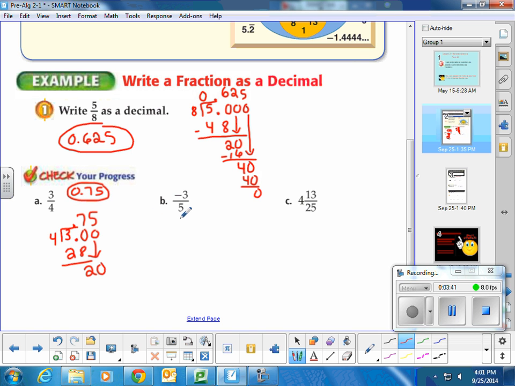Next one, 3/5. 3 divided by 5. Actually, it's -3/5, so we'll want to make sure we remember they're negative in our answer. But now let's just go ahead and do 3/5, or 3 divided by 5. 5 does not go into 3, so we add a decimal point and a 0. Decimal point straight up. 5 goes into 30 6 times, and 6 times 5 is exactly 30. So we are already finished with that. It's -0.6.